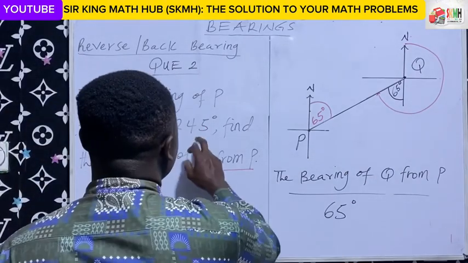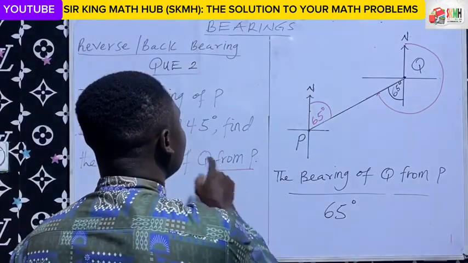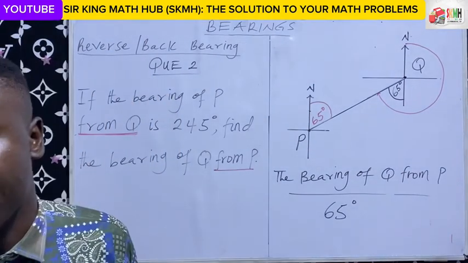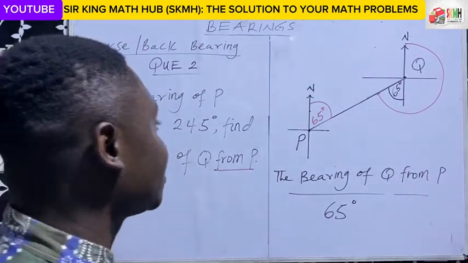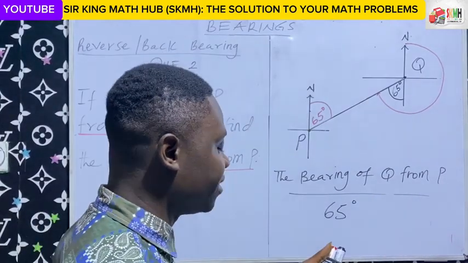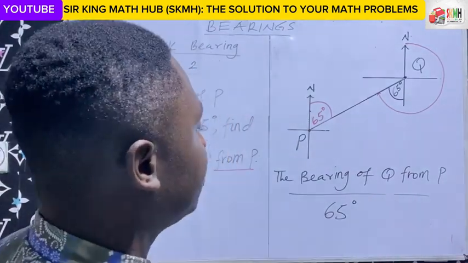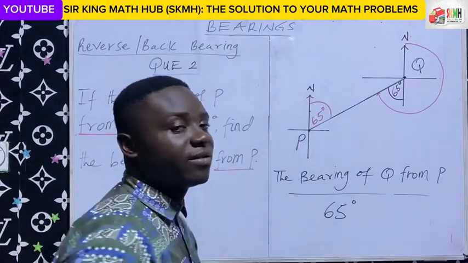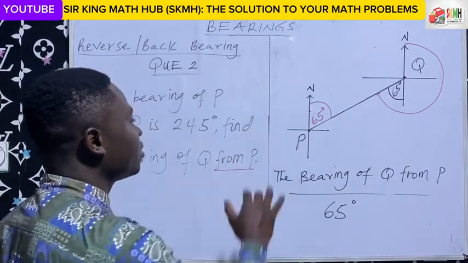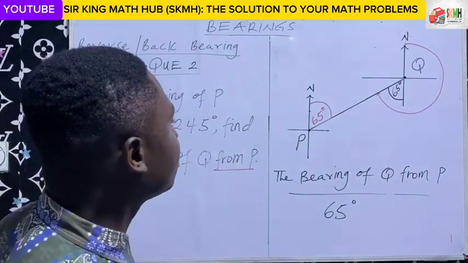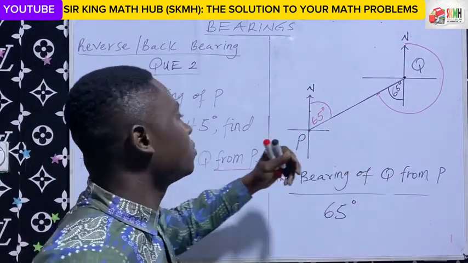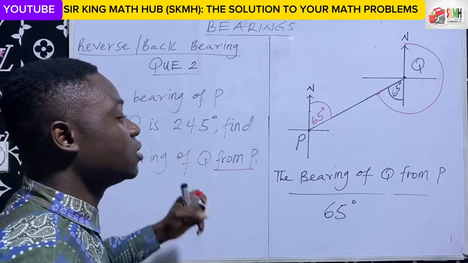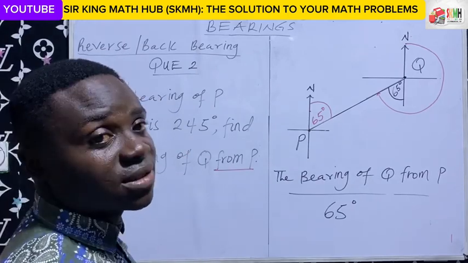So to get the back bearing of Q from P, we need to subtract 180 degrees from 245 degrees. Let's check that. 245 degrees minus 180 degrees gives us 65 degrees. So we have two ways of solving the question. You can solve the question using the diagram, and you can also solve the question using a fast method.